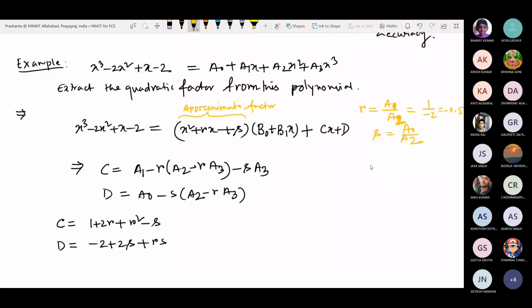A1 by A2, and S is A naught by A2. So A1 is 1, A2 is minus 2, so 1 by minus 2 is minus 0.5. S is A naught by A2. A naught is minus 2 and A2 is minus 2, so minus 2 by minus 2 is 1. So the approximate factor which we have taken is x square minus 0.5 into x plus 1. So this is the approximate factor we have taken.